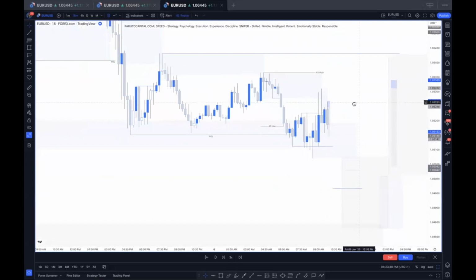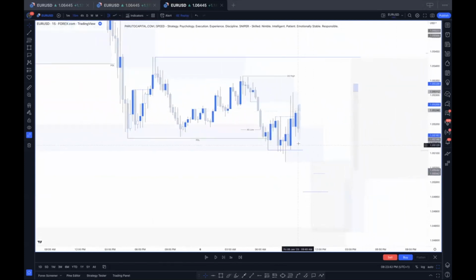So now with that in mind, we have the change of character here. Price has pulled back into this area. I'll try to see if this area is going to hold, and then I'll get a trade back to Asia high and thereabout. So let's see if that works. So this is 15 minutes. So I'll now go down to the 1 minute chart.